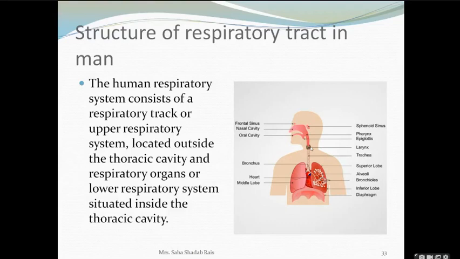The larynx is supported by three types of cartilage: one is cricoid, then thyroid, and two arytenoids. Three names you have to remember, but there are four cartilages: one cricoid, one thyroid, and two arytenoid cartilages. All these cartilages prevent the wall of the larynx from collapsing.